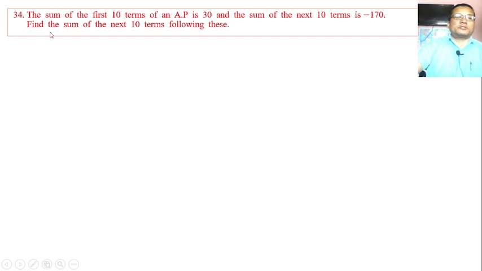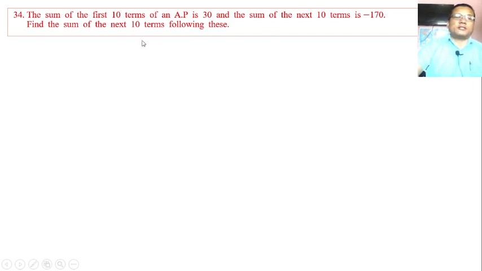Question number 34. The sum of the first 10 terms of an AP is 30, and the sum of the next 10 terms is minus 170. The sum of the first 10 terms is 30, and the sum of the next 10 terms is minus 170. Find the sum of the next 10 terms following this.